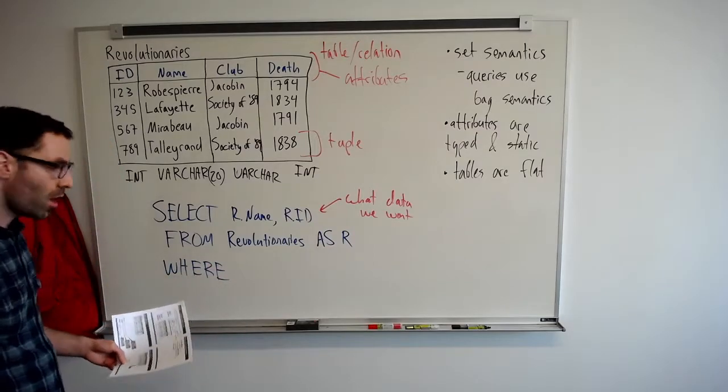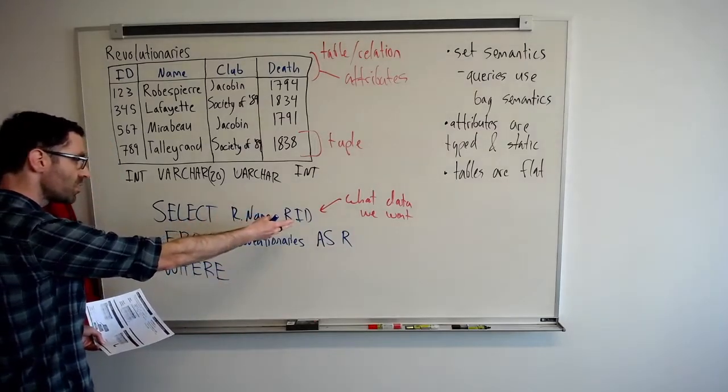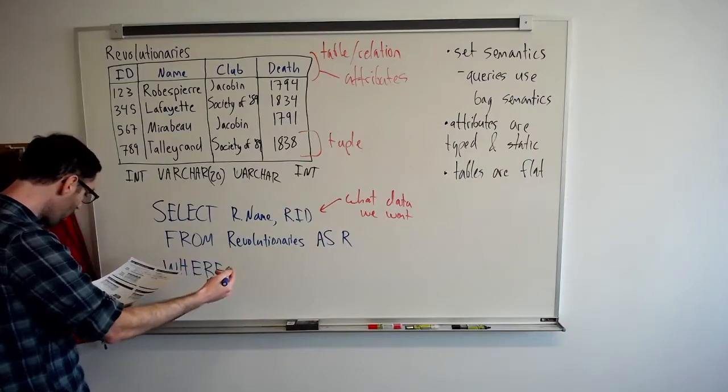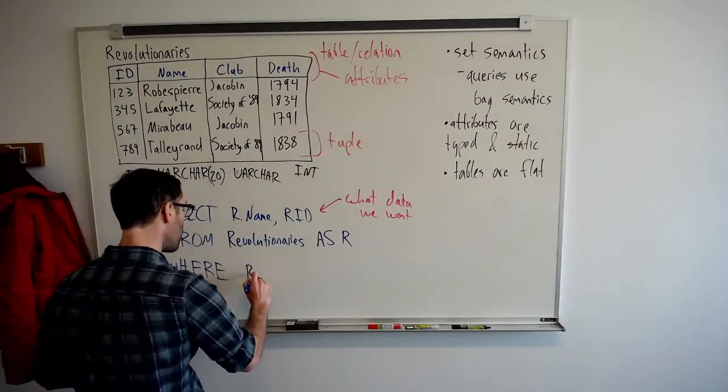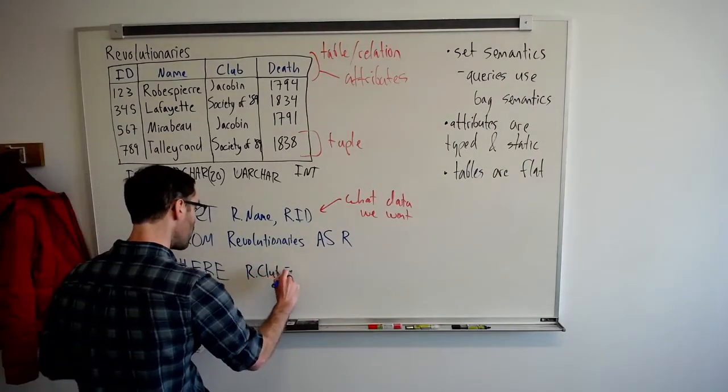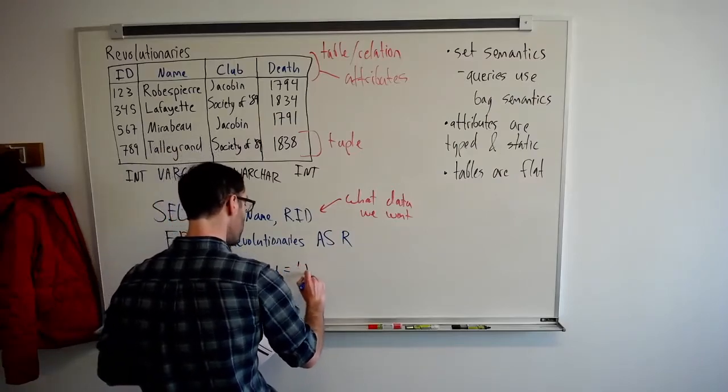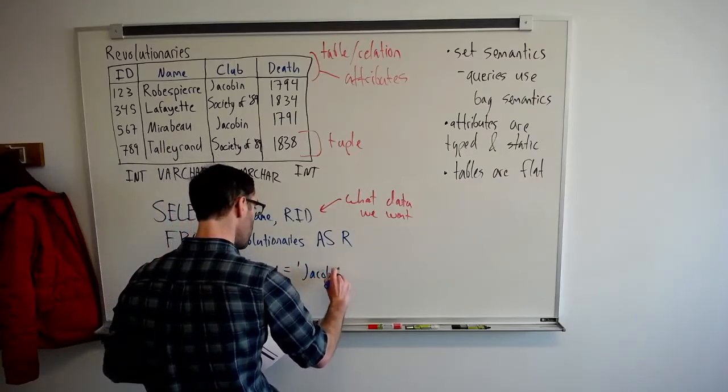And the last part is the where clause. This says I want to select these attributes from revolutionaries where it's the case that r.club equals 'Jacobin'.